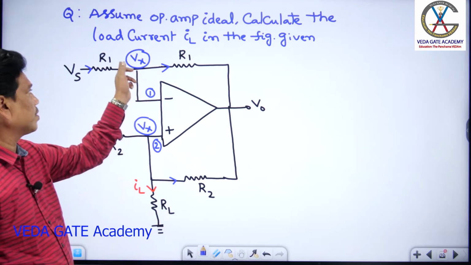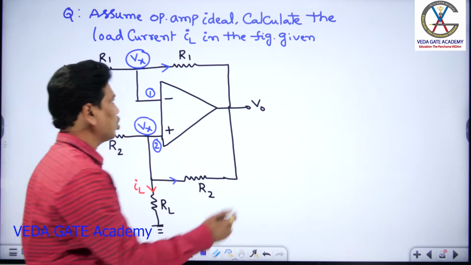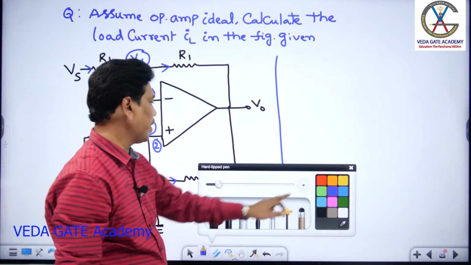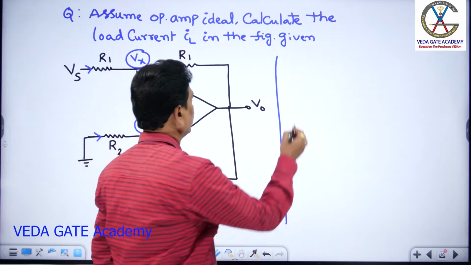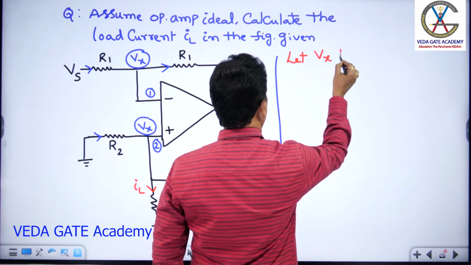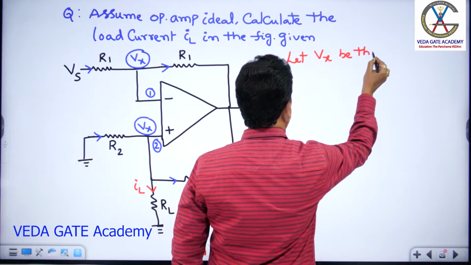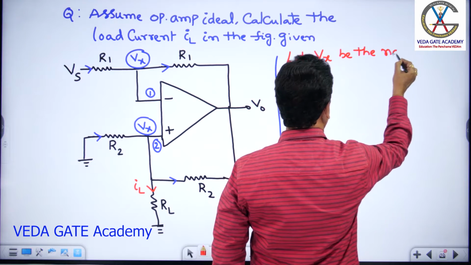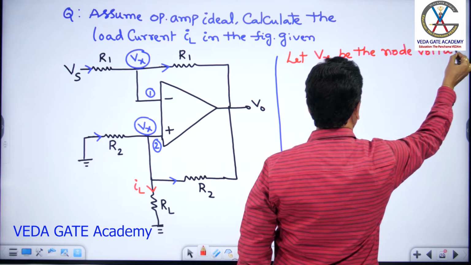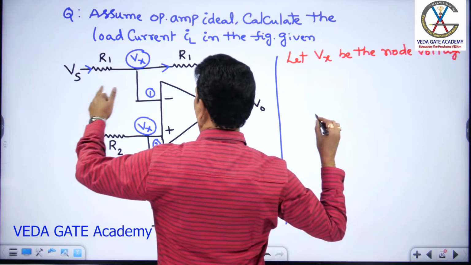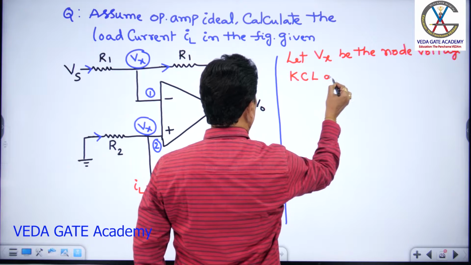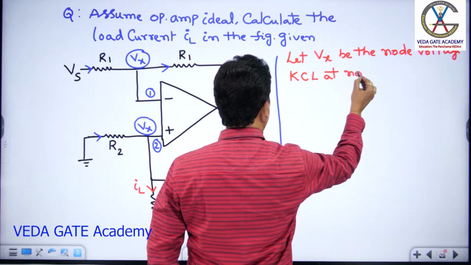So what I assume here is Vx should be the node voltage. So I assume that Vx should be the node voltage there. Let Vx be the node voltage. So using virtual ground, the other node also has the same voltage. So now I can apply KCL at node 1.